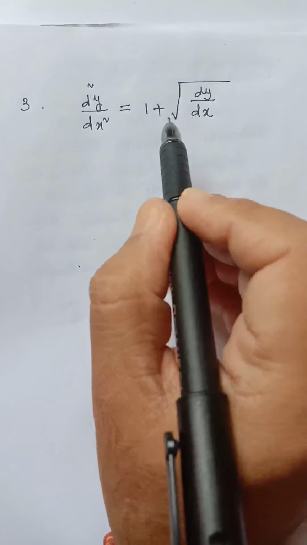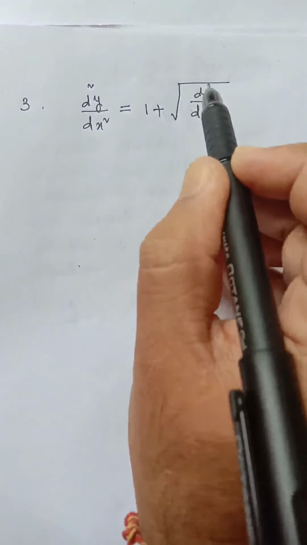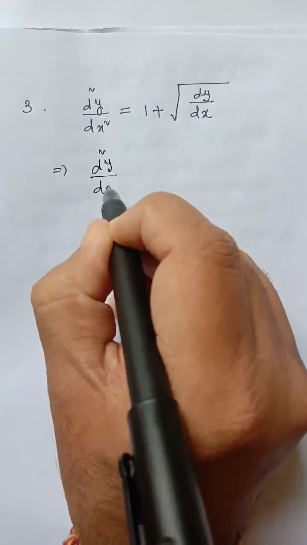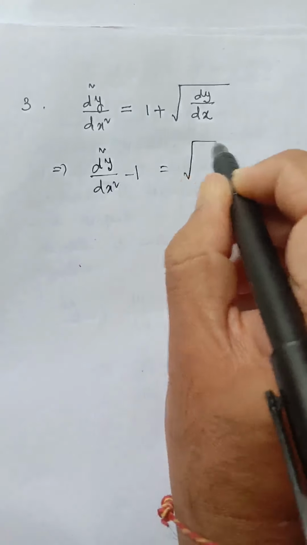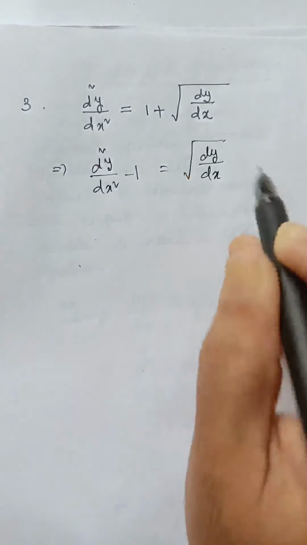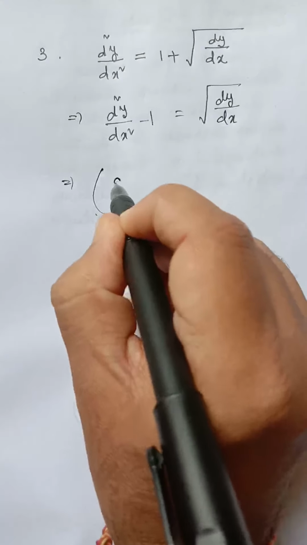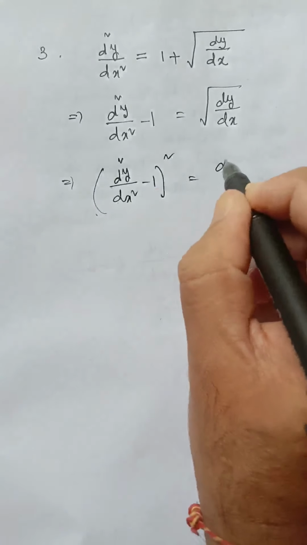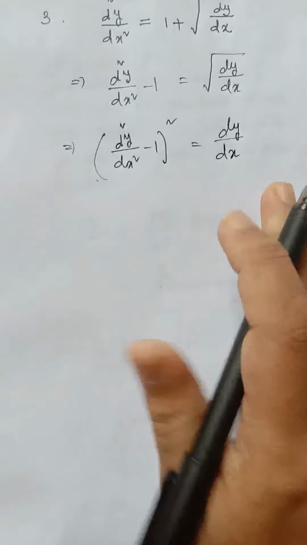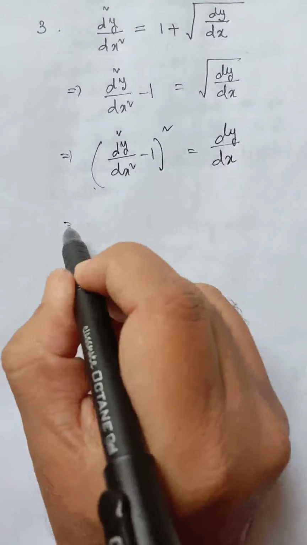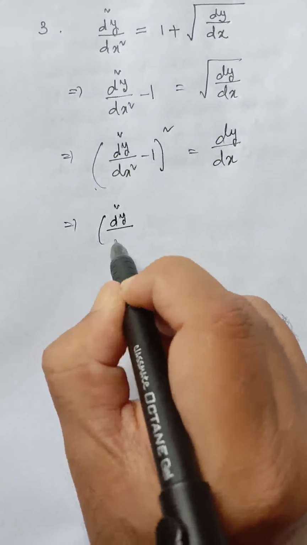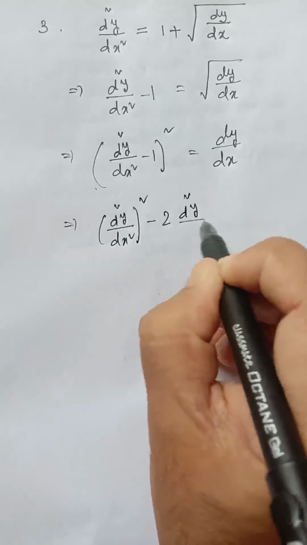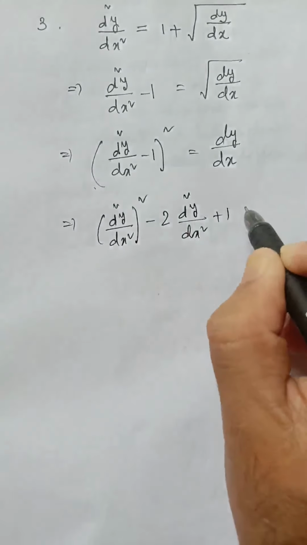So here we have a root sign over dy by dx, and we have to remove it. For that we simplify this way: d2y by dx square minus 1 equal to root over dy by dx, and we square both sides. This will be d2y by dx square minus 1 whole square equal to dy by dx. We can expand this: d2y by dx square whole square minus 2 into d2y by dx square plus 1 is equal to dy by dx.